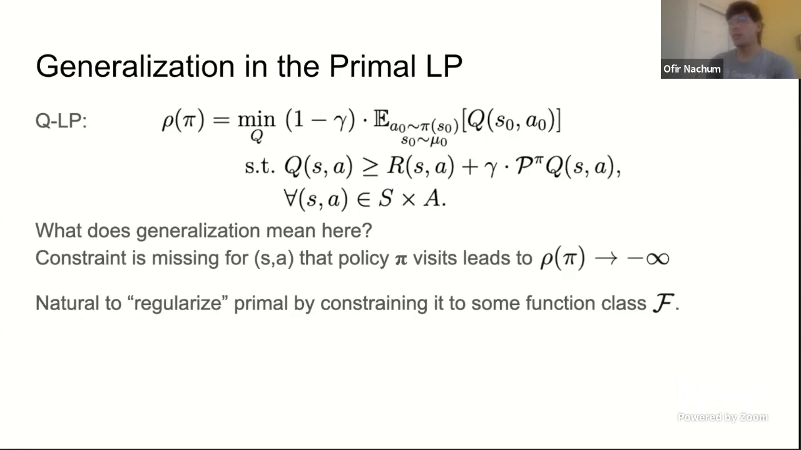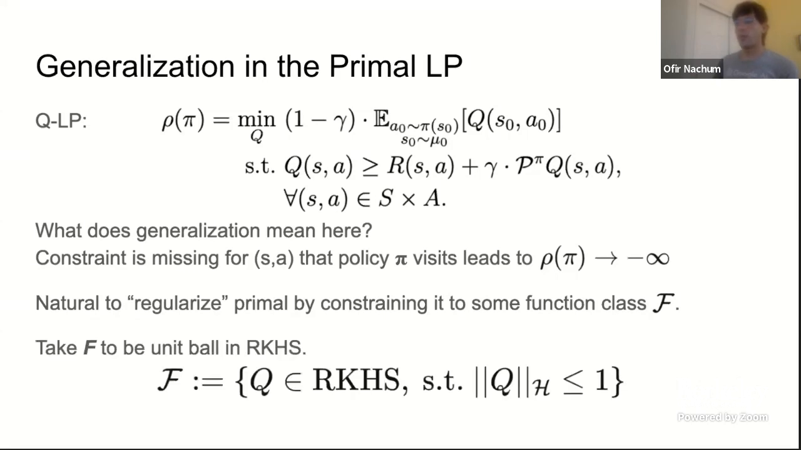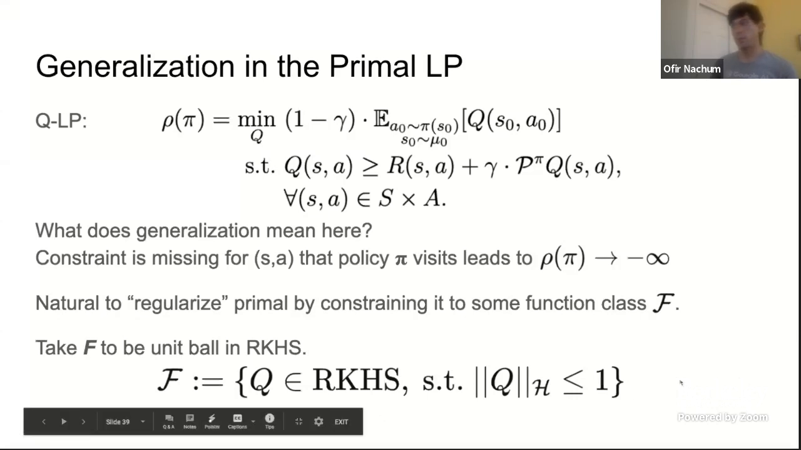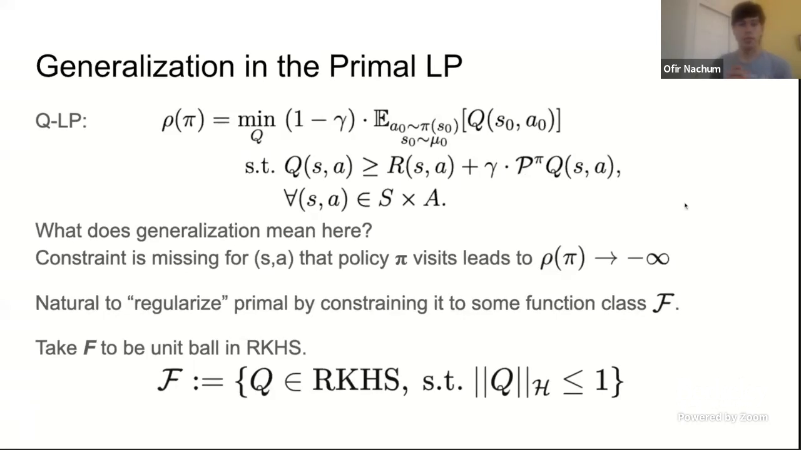And I'd argue that it's natural to regularize the primal variables by constraining them to be in some function class F, which is inherently low dimensional. So for example, we can take this function class F to be a unit ball in some reproducing kernel Hilbert space. This way, we don't have to have, for example, a constraint over all states and actions. If we're missing a constraint in some state and action, as long as we have some constraints in state and actions which are similar to it, then there'll still be some support holding this Q value and keeping it from blowing up to negative infinity. So this is the regularization I'm going to use.